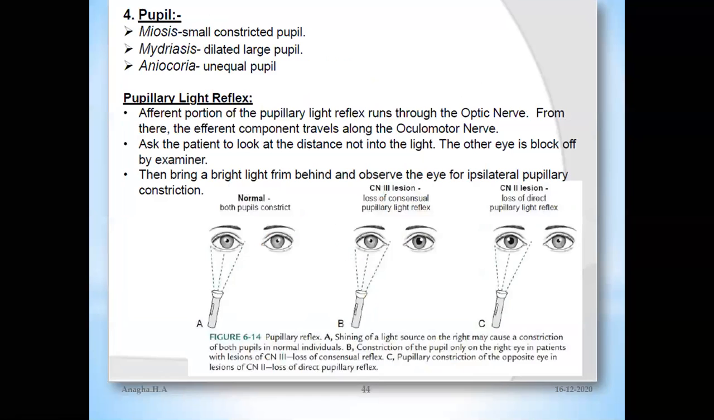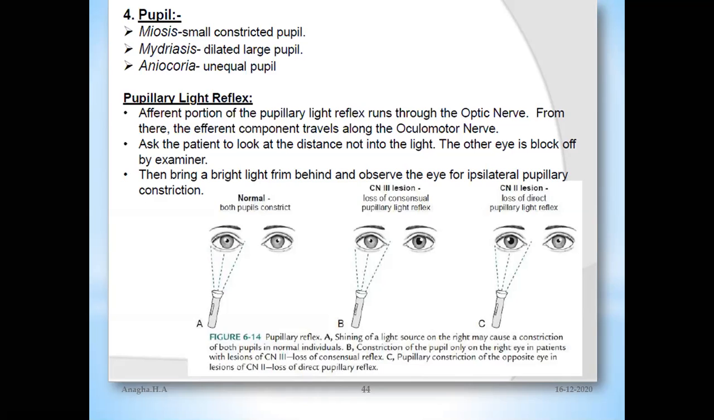So next, coming to the pupil. The afferent portion of the pupillary light reflex runs through the optic nerve. From there, the efferent component travels along the oculomotor nerve. So this examination basically involves two nerves, and it can be placed under either the second cranial nerve examination or the third cranial nerve examination.